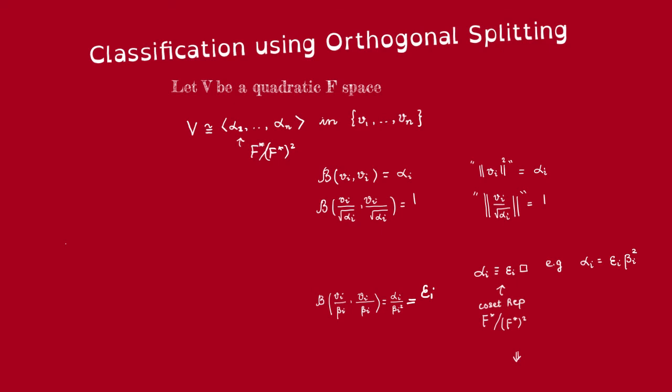And so we see that if in this basis we replace Vi by Vi over beta i, then we can replace alpha i by epsilon i, which is a coset representative of alpha i in F star mod F star square. So by an appropriate choice of basis, if we just shrink all these basis vectors, we can replace the alpha i by their coset representatives in F star mod F star square.